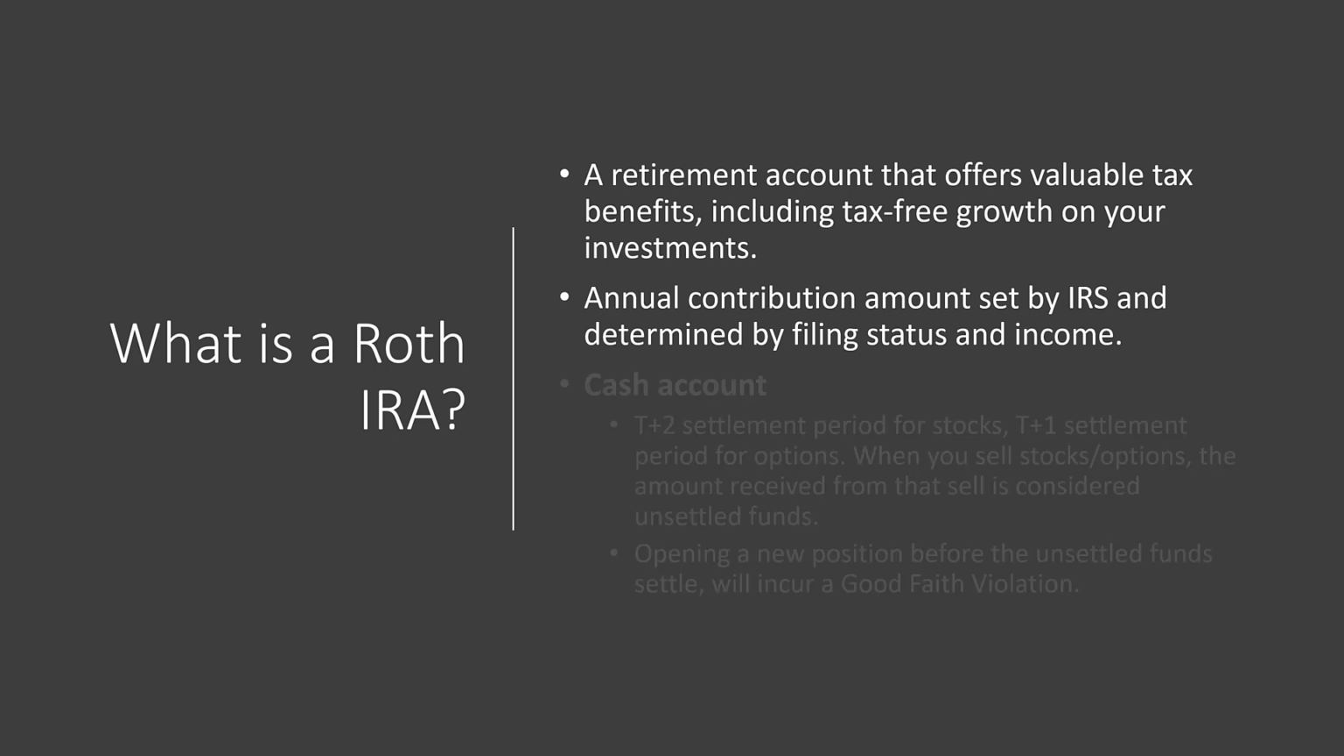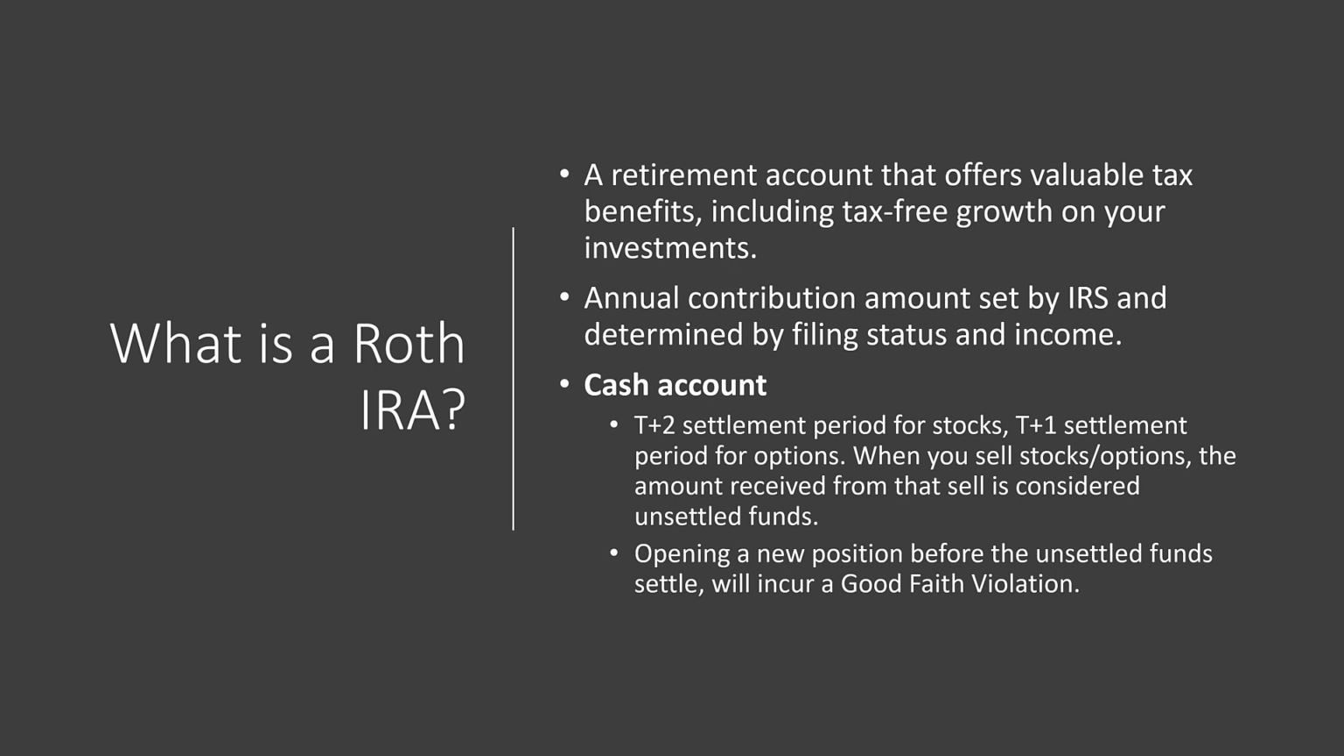Now, a Roth IRA, unlike an individual account, you don't have the option to trade on margin. A Roth IRA is a cash account. And what is different between a cash account and a margin account is that in the cash account, you are simply trading with the money you have. So there is no borrowing money from your broker like in margin.